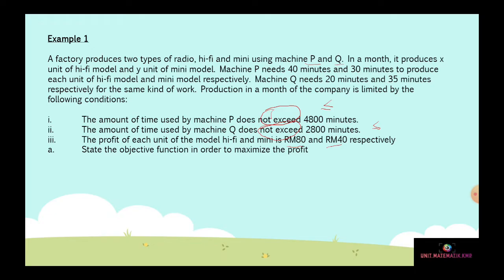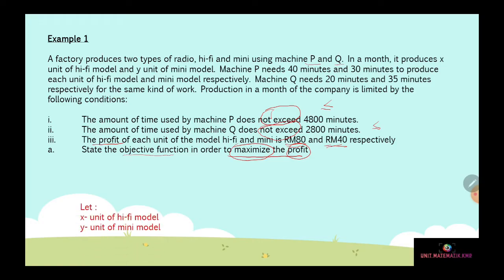So the first question is we need to state the objective function in order to maximize the profit. In order to get the objective function, we need to take from the question. From the question, we know that the objective function is related to the profit. So we know that the profit here is 80 ringgit and 40 ringgit.